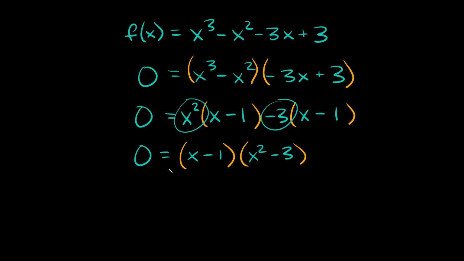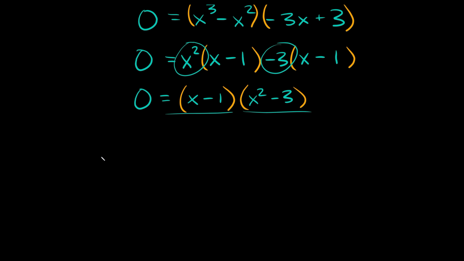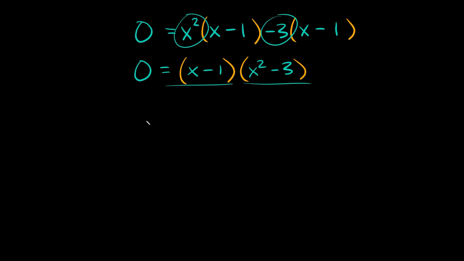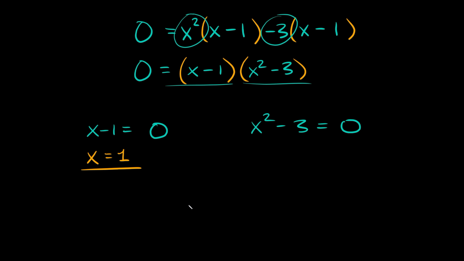As you can see, we once again have two factors. In order to solve for x, we just have to set each of these factors equal to 0, because again, everything's equal to 0. So for this first one, we're going to say x minus 1 is equal to 0, and for this other one, we're going to say x squared minus 3 is equal to 0. This one's pretty straightforward. We can see that x must be equal to positive 1. So that's one solution right there.